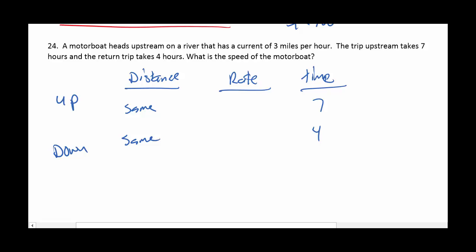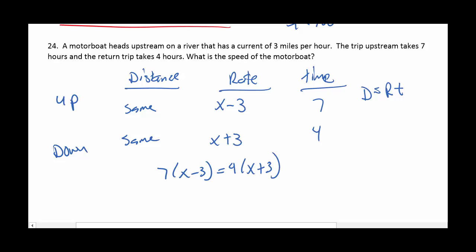The rate. Okay, so the boat is going a certain speed, and either the water is working for it or against it, right? So when it's going upstream, that current of 3 miles an hour is going to slow the boat down. So in this case, it's going to be x minus 3. When it's going downstream, it's going to make it go faster. So it's going to be x plus 3. Okay. And the formula that we're going to relate this all with is distance equals rate times time. So I want 7 times x minus 3 equals 4 times x plus 3. And then I just need to solve that.